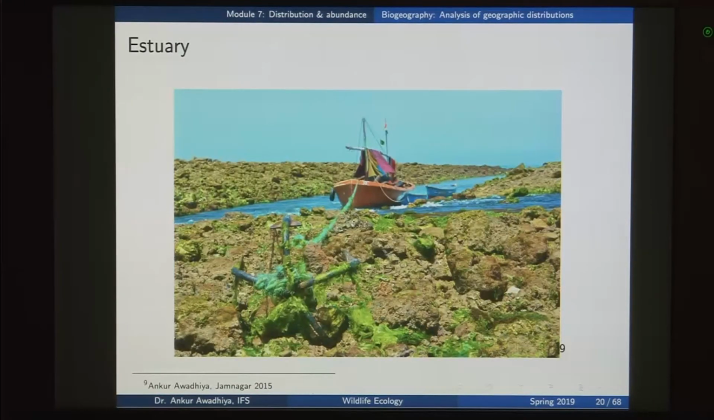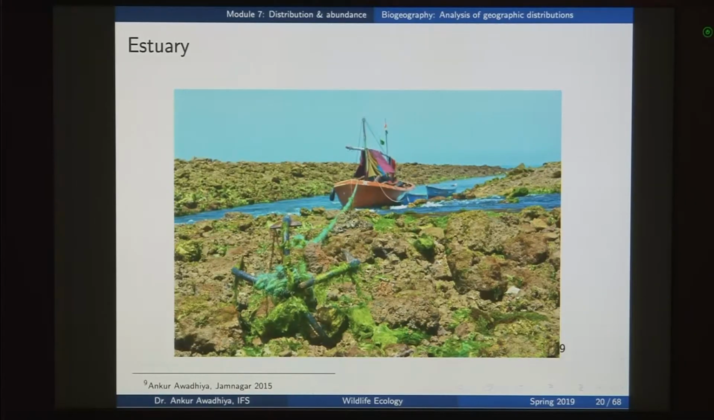We also find estuaries. Now, estuaries are very specialized habitats where you have a river that is coming and meeting the sea. So, you have a confluence of fresh water and the saline water. Now, here again the species that would be found would be those that are tolerant to both these levels of salinity. So, they can tolerate fresh water and also they can tolerate the salty water. Plus, there would be a number of species that will make use of all these three kinds of habitats that will be found in an estuary.